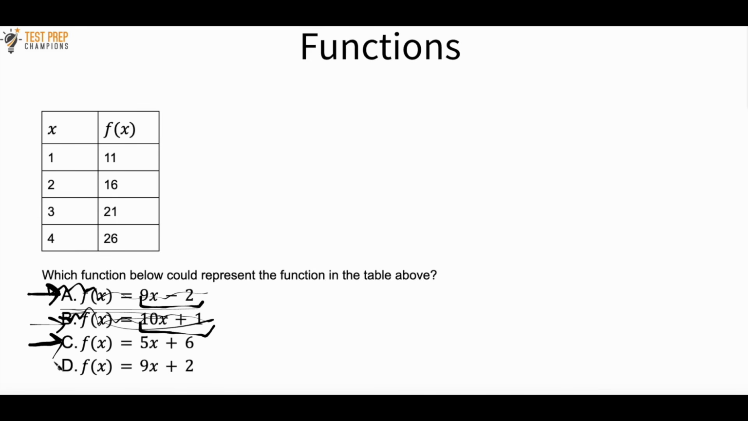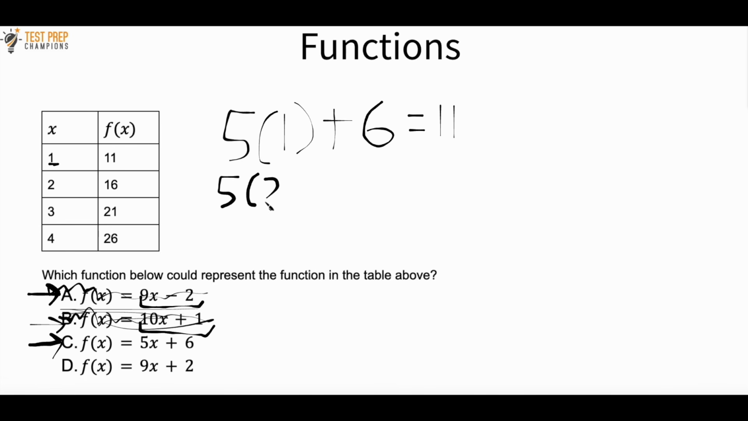So answer choice C, 5x plus 6, is what I'm going to test next. I want to start by plugging 1 in for x here, and I'm going to see if I end up with 11. So what is 5 times 1? 5 times 1 is 5, plus 6 is 11. So far so good. So let's test 2. I'm going to plug 2 in for x, and we'll do the math and see what we get. 5 times 2 is 10. 10 plus 6 is 16.